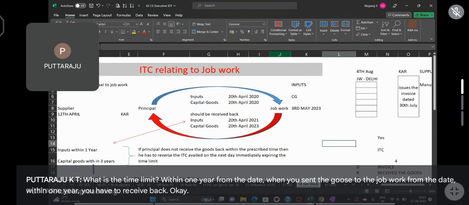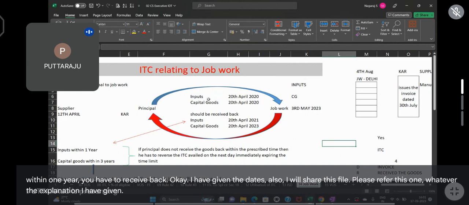Okay, I have given the dates also. I will share this file. Please refer to this, whatever explanation I have given. Okay, example, inputs: I am sending the inputs to the job worker on 20th April 2020.